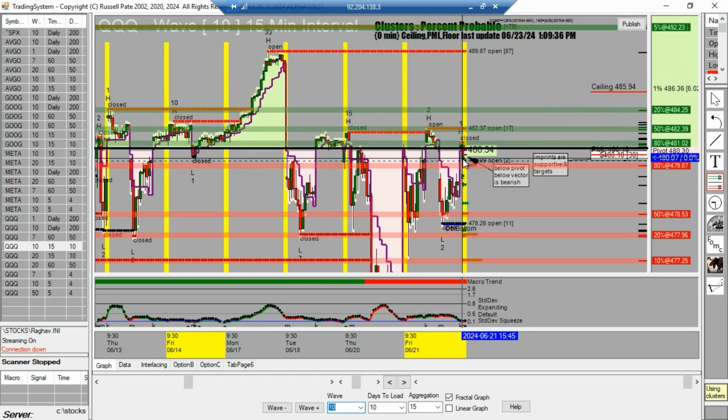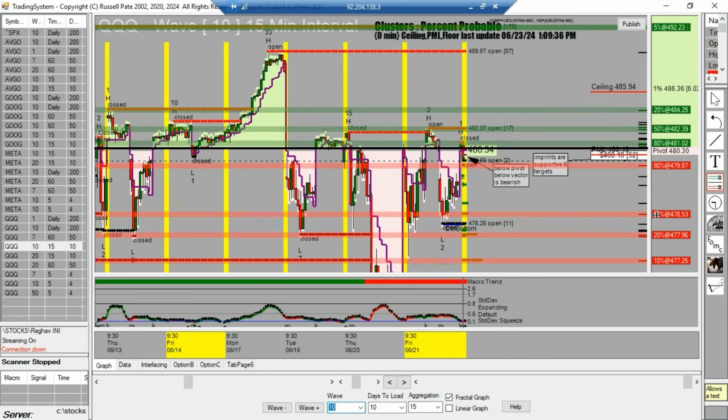We can see here we formed the L1 value. We formed the transition below the pivot. Now, what should we look for? Targets, right? We have the first target, 80% band, 479.87. What is the probability we are going to reach that target? 80%.